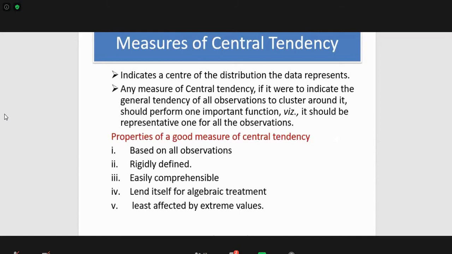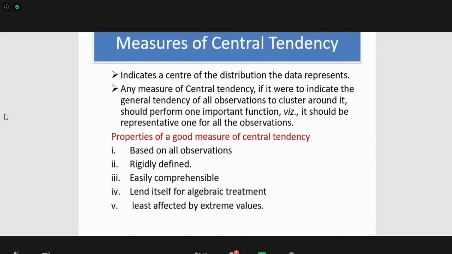As I said, the first step is data collection. Data collection is a different field altogether. There are different sampling schemes which we use: simple random sampling, stratified random sampling, systematic sampling, cluster sampling, multi-stage sampling. We won't go into those details of the methodology for data collection. We will assume that we have collected the data.